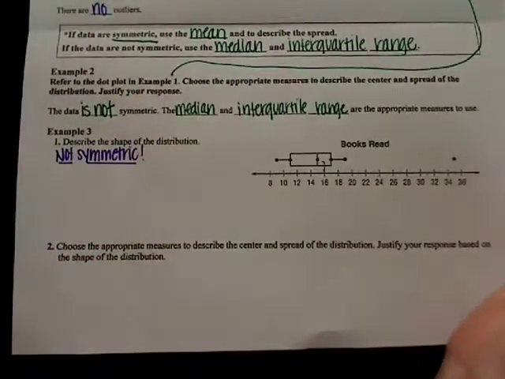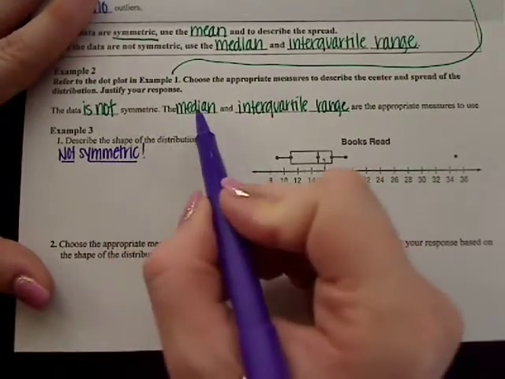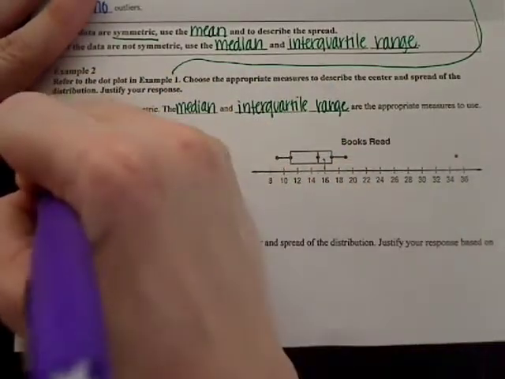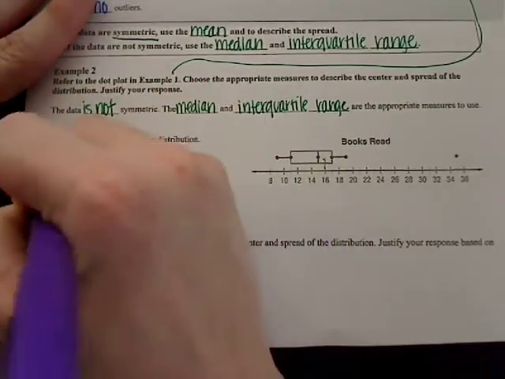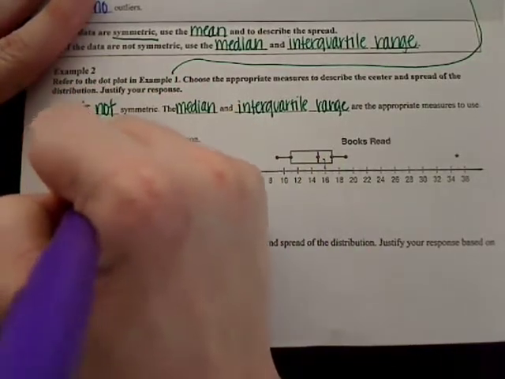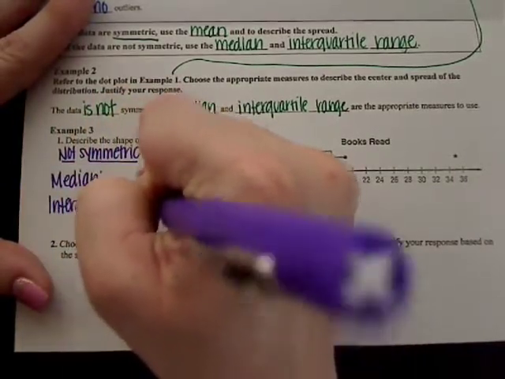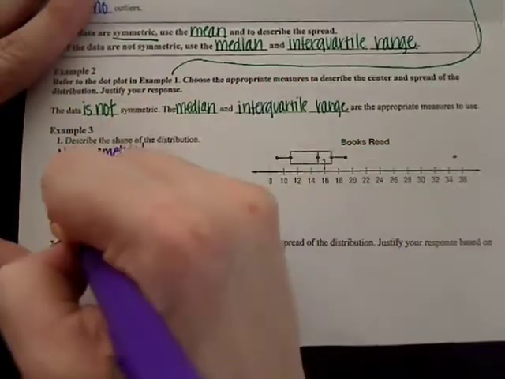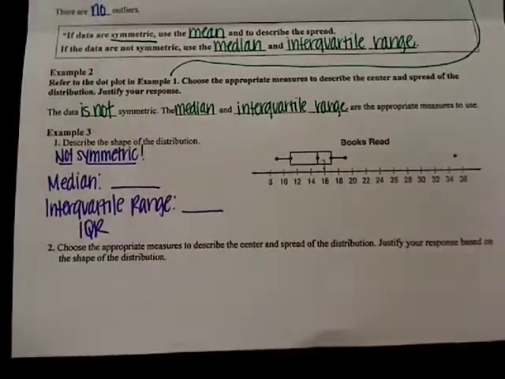Not symmetric. So in order to describe it, if it's not symmetric, we're going to find the median and the interquartile range, or we call that, remember, the IQR. Okay, so the median and the interquartile range.